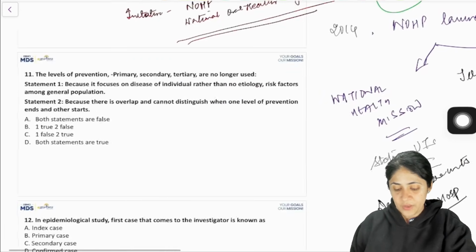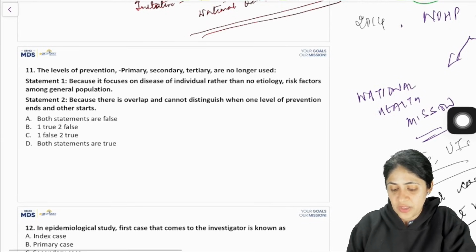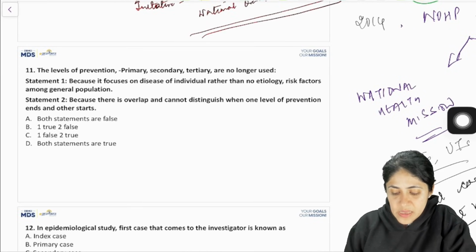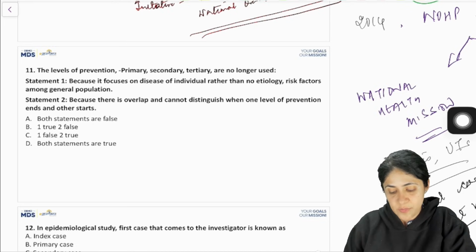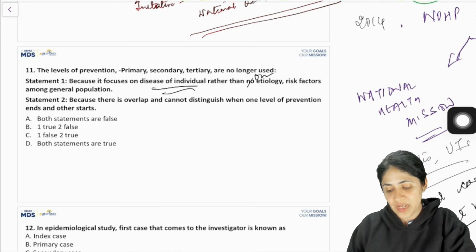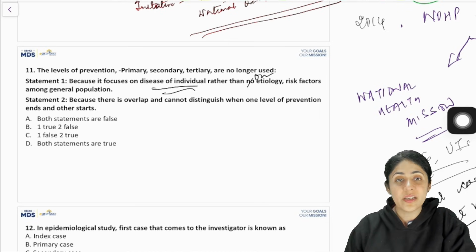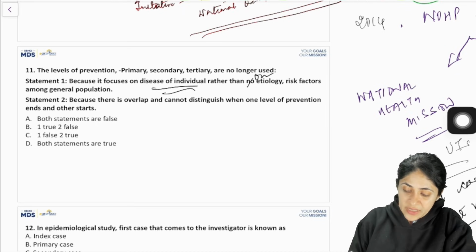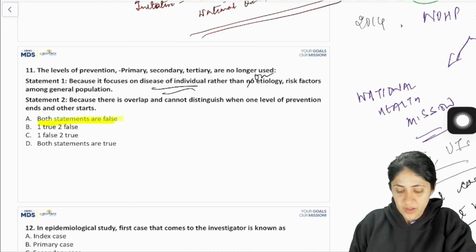Coming to the next question: the levels of prevention, primary, secondary, tertiary, are no longer used. Statement 1 says because it focuses on the disease of the individual rather than on etiology and risk factors among the general population. Second, because there is an overlap and one cannot distinguish when one level of prevention ends and the other starts. Here they are asking which statement is false. The correct answer is that both the statements are false.